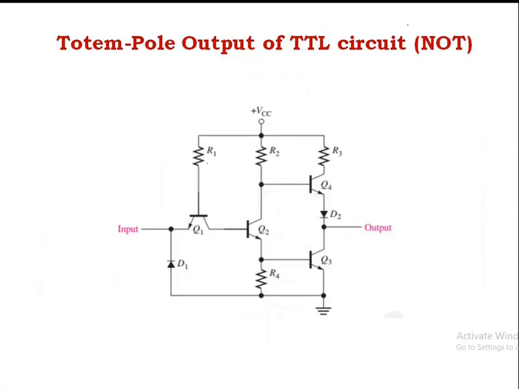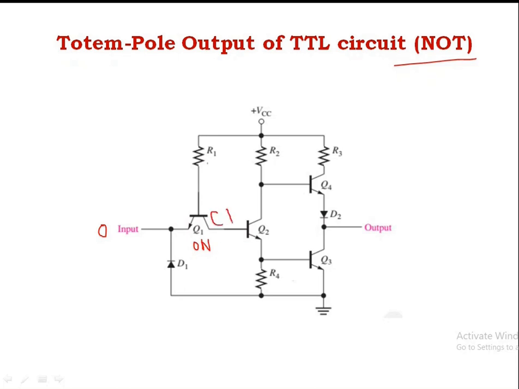Okay, next is the NOT gate. It is the same, you just remember the circuit. I am giving 0 here. You can see this is the emitter, and I am giving the input to the emitter. Same circuit, but instead of a multi-emitter transistor, I have used only a single-emitter transistor. That's all. The rest is the same, the circuit is the same.